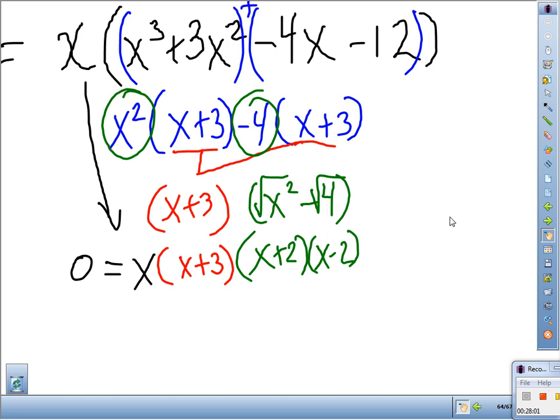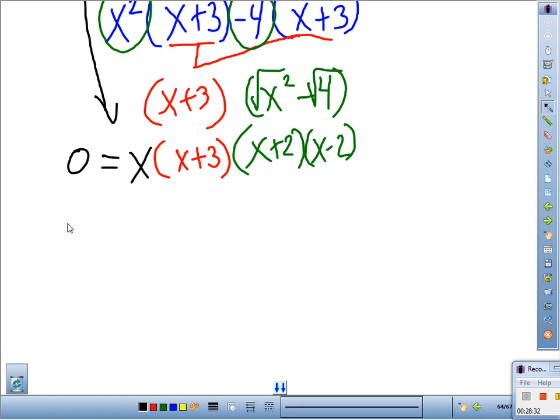Let me ask you a question, guys, really quick. Look up. What if grouping didn't work here? We would have to do synthetic division. Let me repeat that again. If grouping didn't work here as what we did here, we would have to do synthetic division: 1, 3, negative 4, negative 12, and then do the long synthetic division to find our factors. All right, let's continue. Are we done?